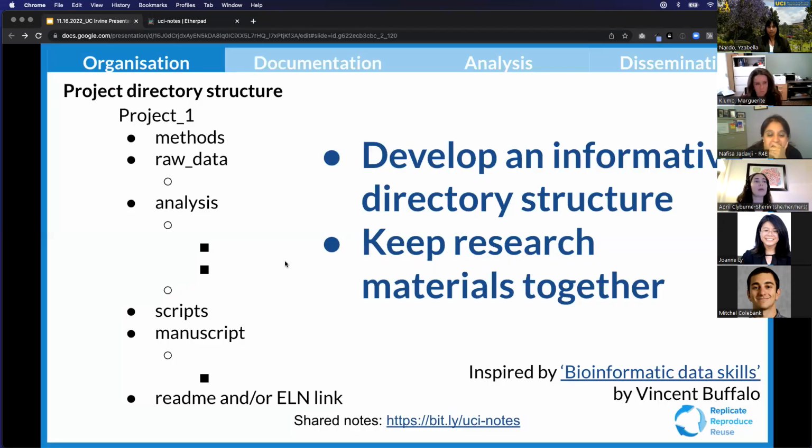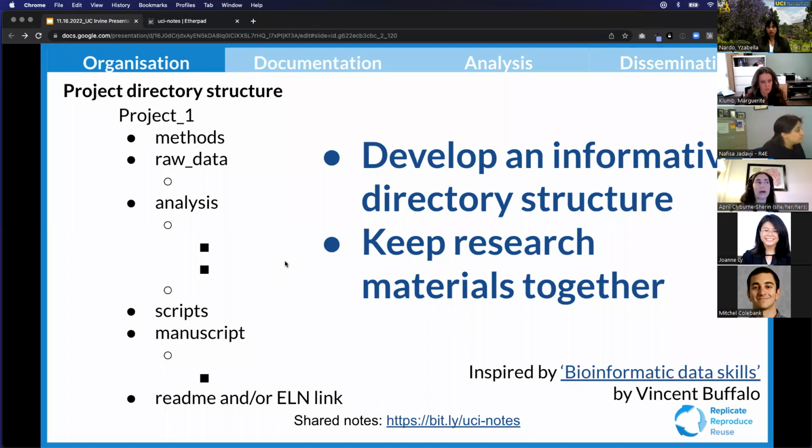So just briefly, one of the data management things to think through at the beginning of a project is the development of a directory structure that can keep your project organized.